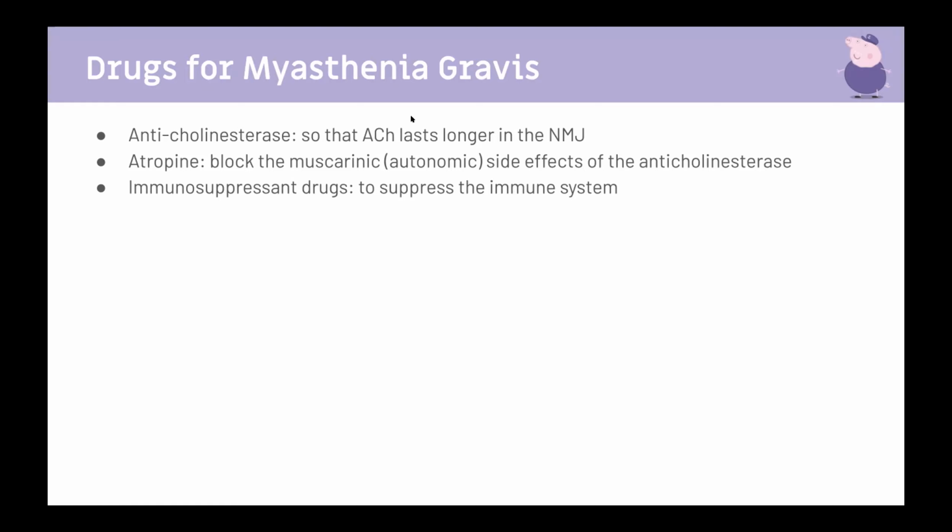Basically, these autonomic organs often will have both parasympathetic as well as sympathetic innervation. Same with the GIT, the gastrointestinal tract. You'll have both the parasympathetic muscarinic receptors as well as sympathetic adrenoceptors. All right, so that's why atropine.